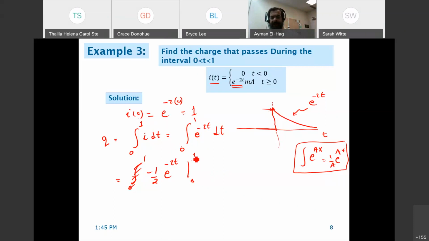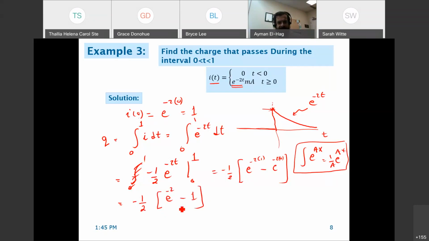So the integration from 0 to 1 is equal to minus 1/2, then e to the minus 2 times 1, minus e to the minus 2 times 0. So this is what it is equal to. This is equal to minus 1/2 e to the power of minus 2 minus e to the power of 0, which is equal to 1. If we take this minus inside, this is equal to 1/2 times 1 minus e to the minus 2.